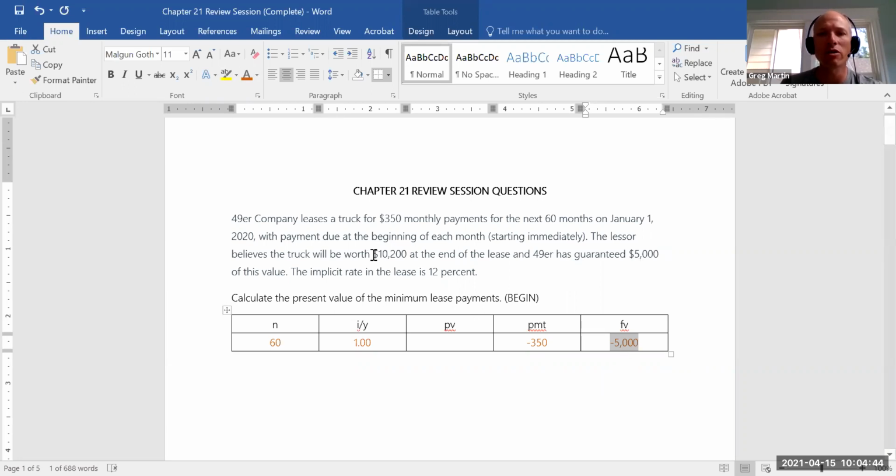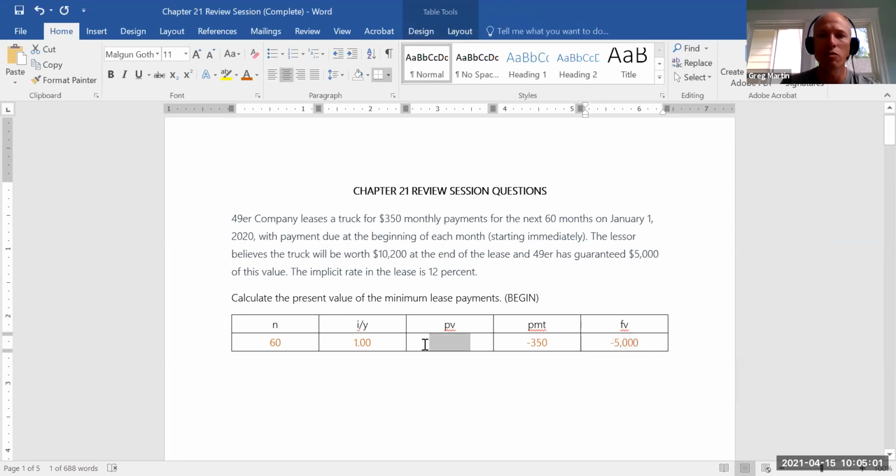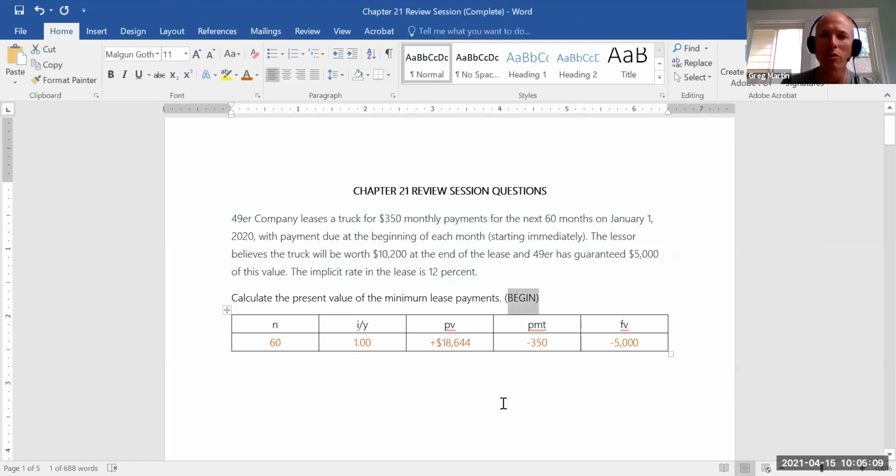The $10,200 is not relevant because the lessee doesn't have any obligation to return the equipment to have it be worth $10,200, but they do have an obligation to make sure that it's worth $5,000. And so that's why the FV is negative 5,000. So when we solve for the PV, we get 18,644. Again, making sure that you set the payments to the beginning of the period. So second payment, second enter, and that will change the setting.